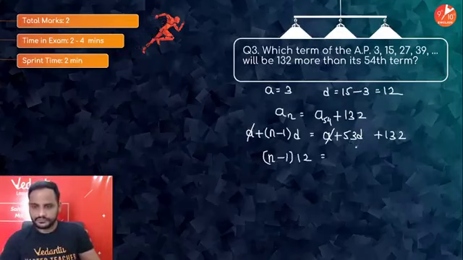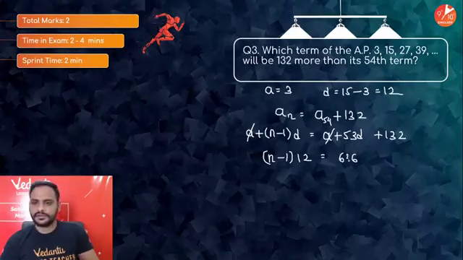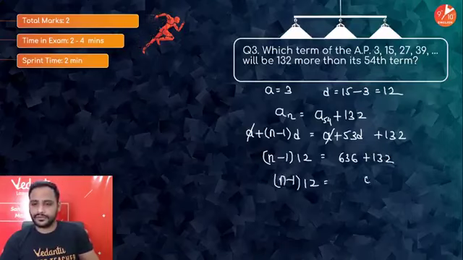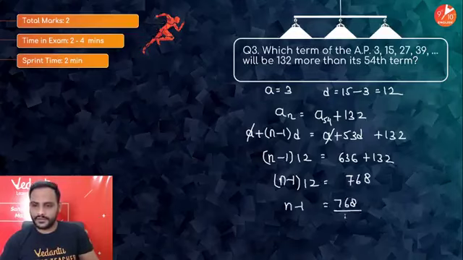If I do 12 threes are 36, and then 60 plus 3, 63, plus 132. So n minus 1 into 12 is equal to 768. So n minus 1 is equal to 768 by 12.